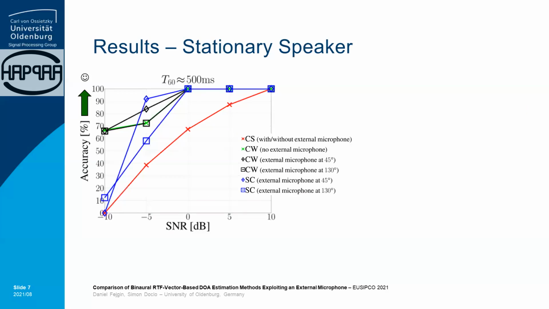For the static speaker scenario, different signal-to-noise ratios in the range plus minus 10 dB are compared in terms of their localization accuracies for different RTF estimation methods. In this figure, we see this localization accuracy for covariance subtraction, depicted in red, for covariance widening in green, when no external microphone is applied, and then also covariance widening in black for two different positions of the external microphone, as well as spatial coherence for the very same 2 external microphones in blue.